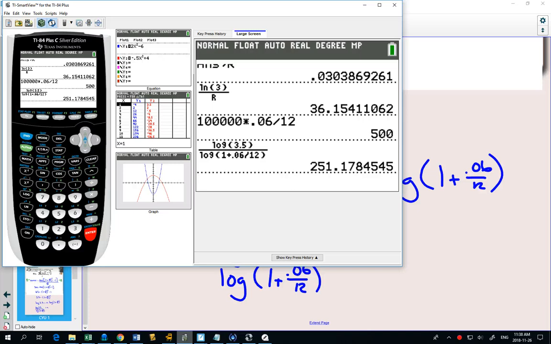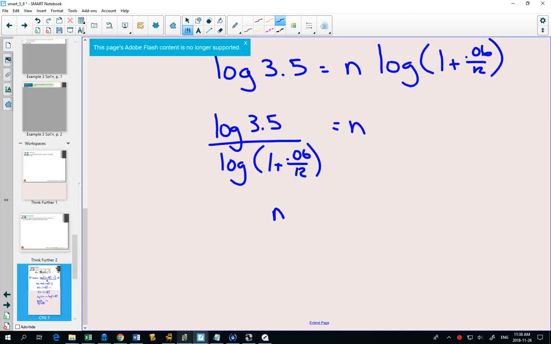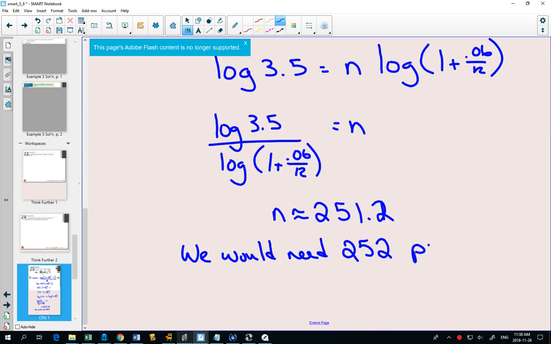And according to this, we would need to put in 251 payments, 251.1. 0.2, thank you. 251.2. And this would be one of those situations where to get $100,000, 251 payments wouldn't be quite enough. So often you extend it and say, round it up to the nearest whole number. You would need 252 payments.